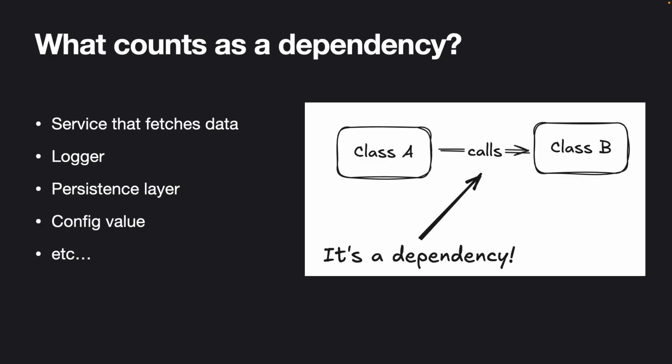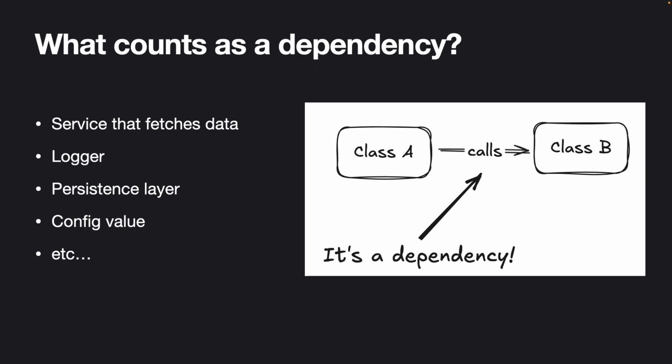So, what exactly is a dependency? In practice, it's anything your object relies on to do its job. This could be a service that fetches data, a logger, a persistence layer, or even a simple configuration value. If your object creates those things itself, it's tightly coupled. If you pass them in, it's using dependency injection.